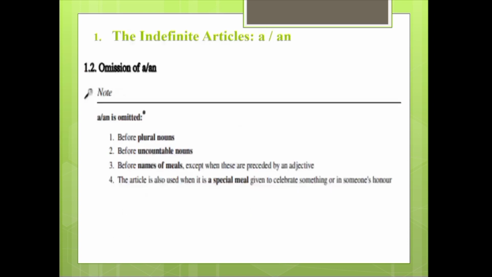Now we move to the omission of a and an. Both articles are omitted before plural nouns. They are omitted before uncountable nouns. As a third point, a and an are omitted before names of meals, except when these are preceded by an adjective. Lastly, the article is also used when it is a special meal given to celebrate something or in someone's honor.